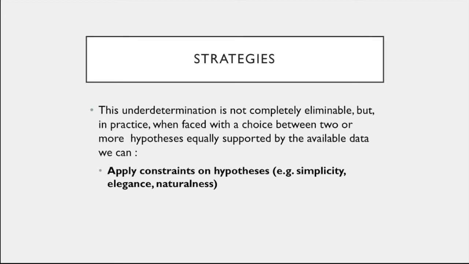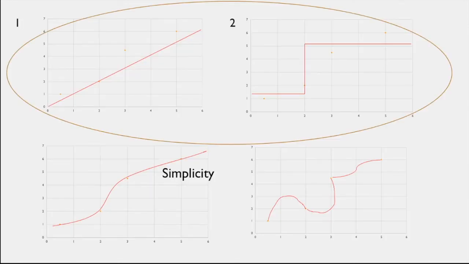So let's go back to our Grok example. Simplicity, in some pre-theoretical, non-technical sense, might lead you to prefer a perfectly linear relation, as in 1, or a sort of a two-value outcome relation, as in 2.